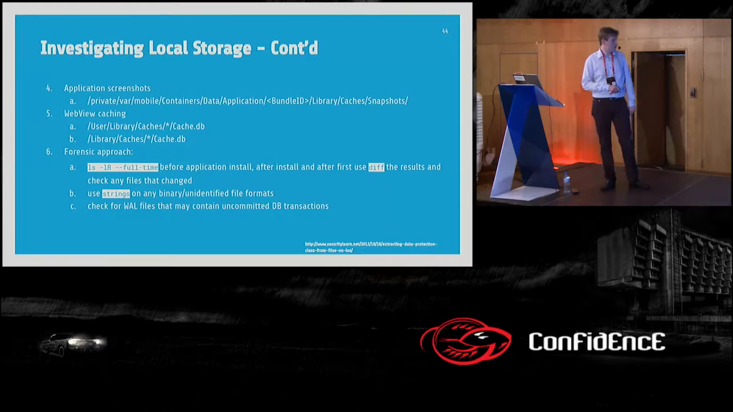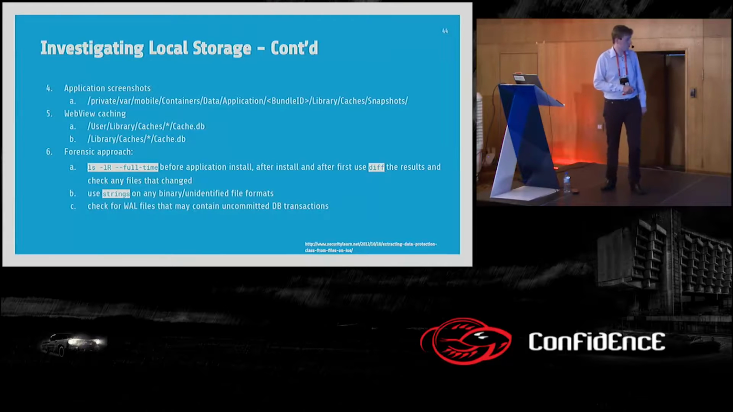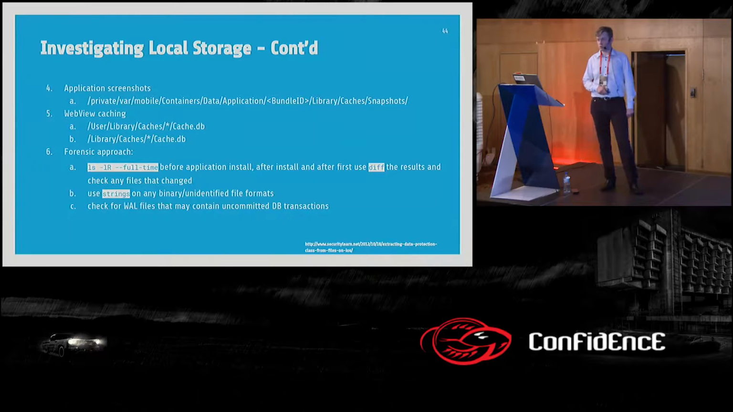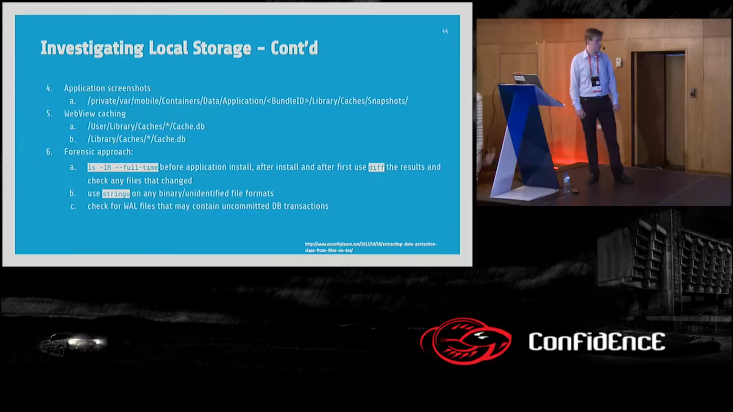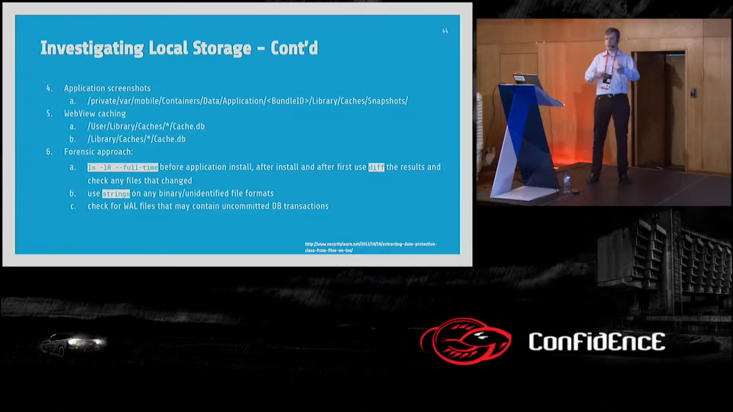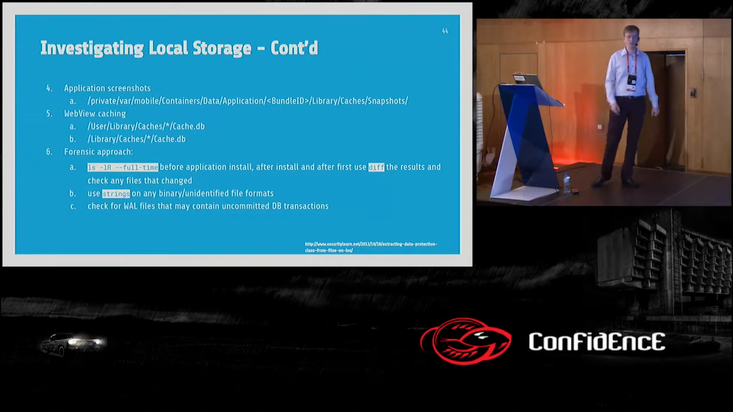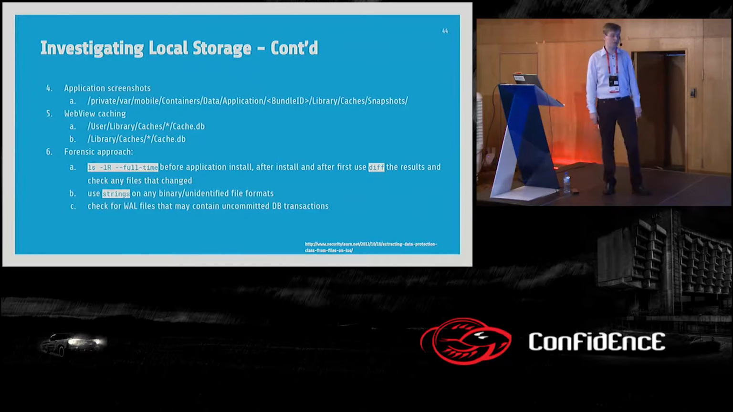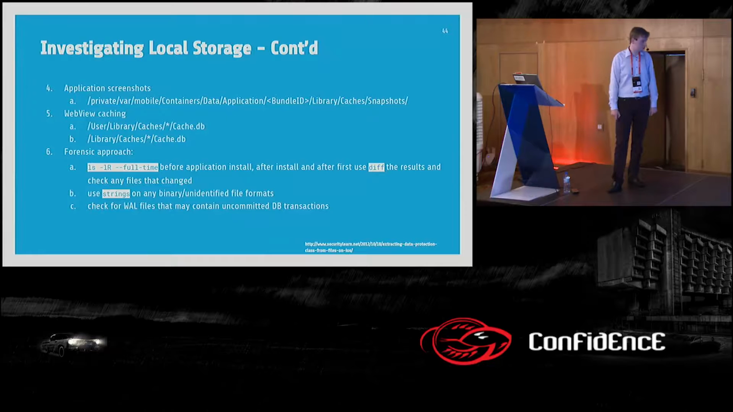Application screenshots, web view caching, those are all minor and more tedious things, pretty straightforward. My favorite approach personally is this forensic one. Basically, what you do is you do ls on the root directory with full time. Then you play with the application, change a bit, interact with it, and then you do it once again and you do a diff on both. And you look at what has changed. Like this, you can see if there was any data written to the local storage, if there was any data written to the keychain, things like that.